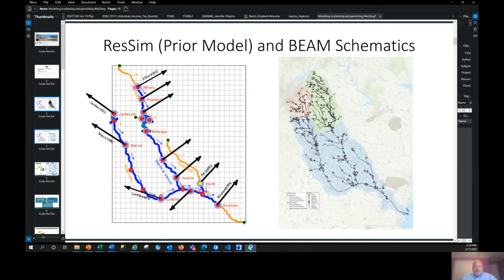The biggest difference between the prior basin modeling approach and the new approach is spatial resolution. On the left, you see the schematic for the OOA ResSim model used in prior regional planning efforts. In this model, consumptive use is simulated in aggregate at 11 planning nodes.